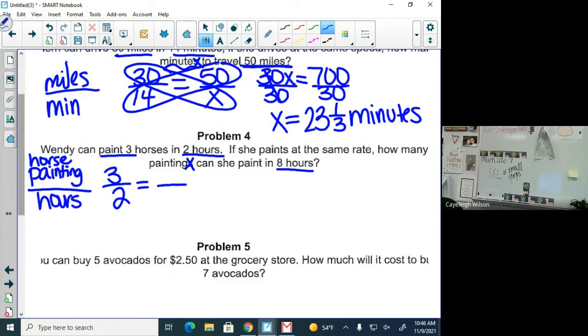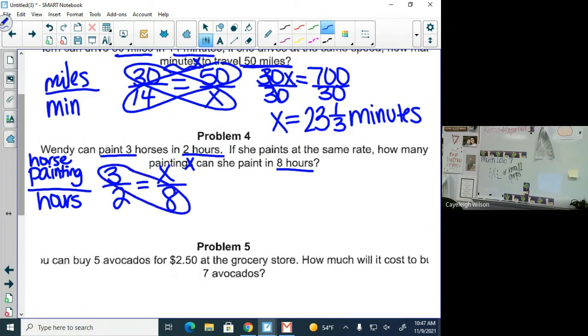All right, then I look. It says how many can she paint in 8 hours? So where would I put the 8 hours? On the bottom, because look, I did 2 hours on bottom, so I also put hours on bottom. And it says how many paintings, so that's where my X is gonna go. Okay, well, we're not ready yet. So I did horse paintings over hours.